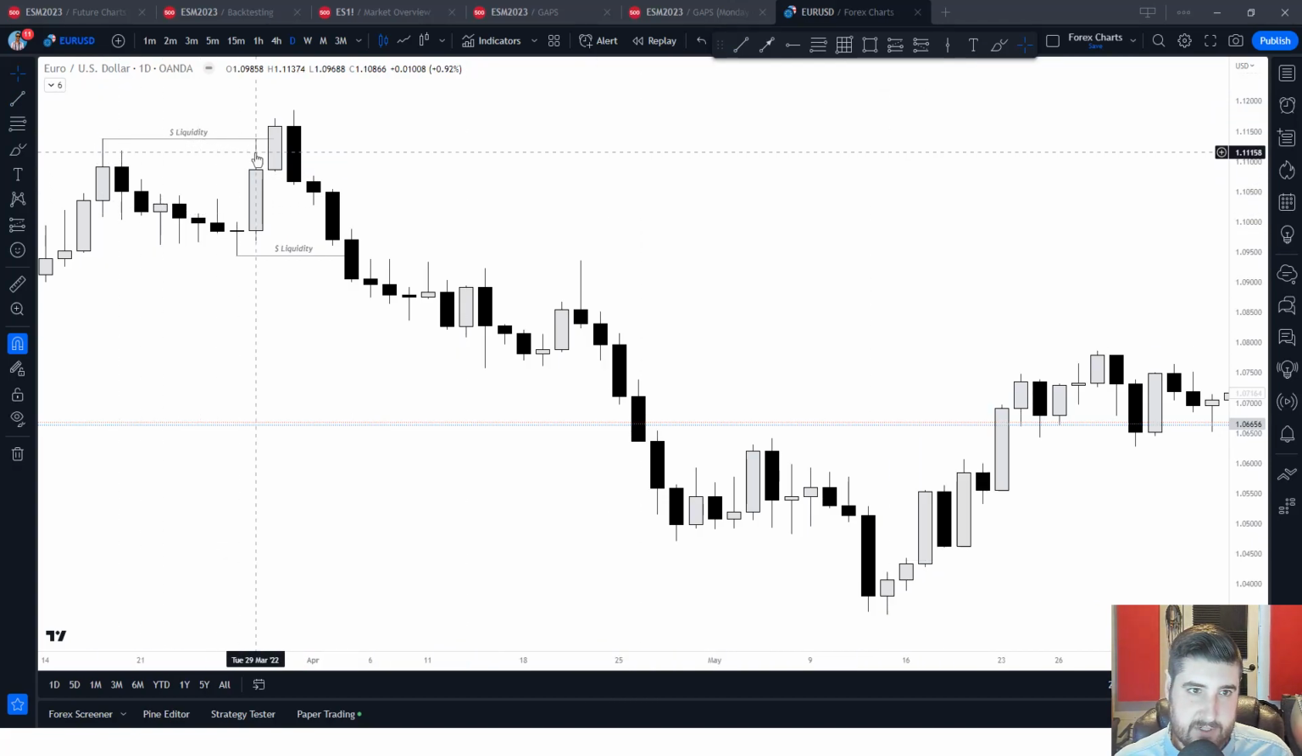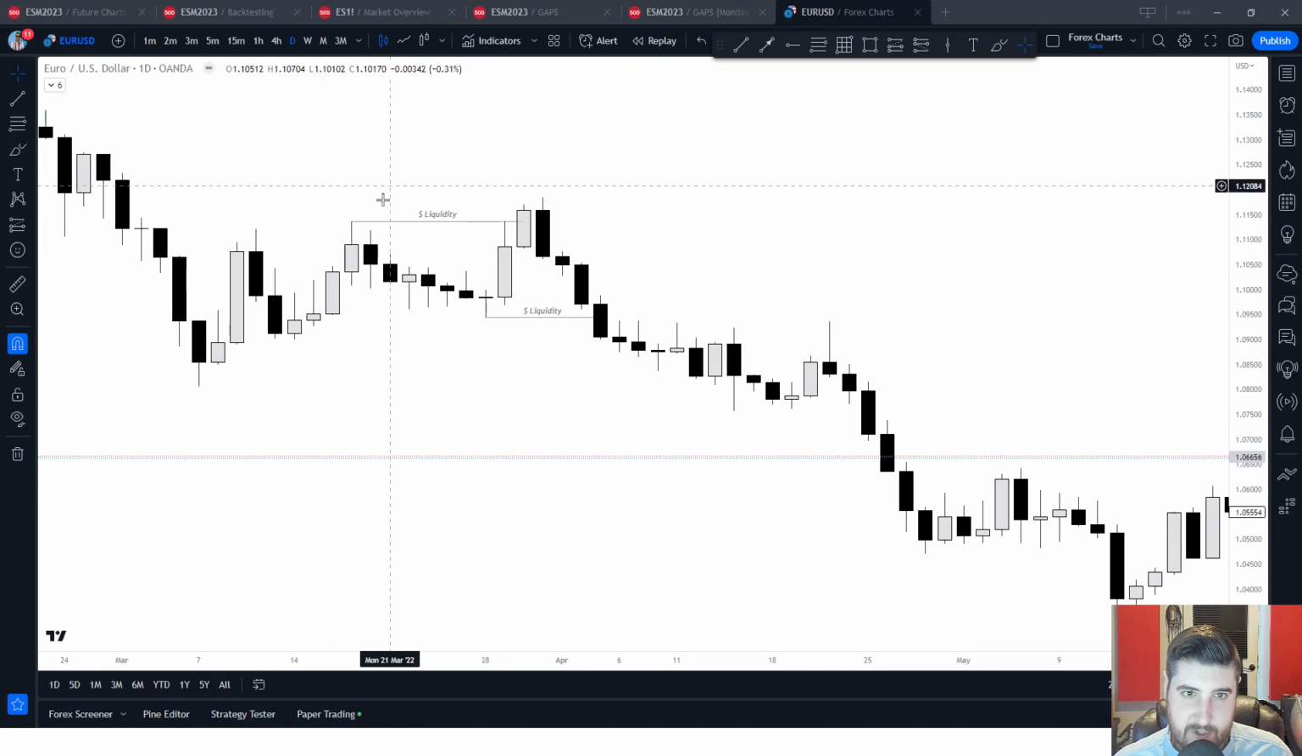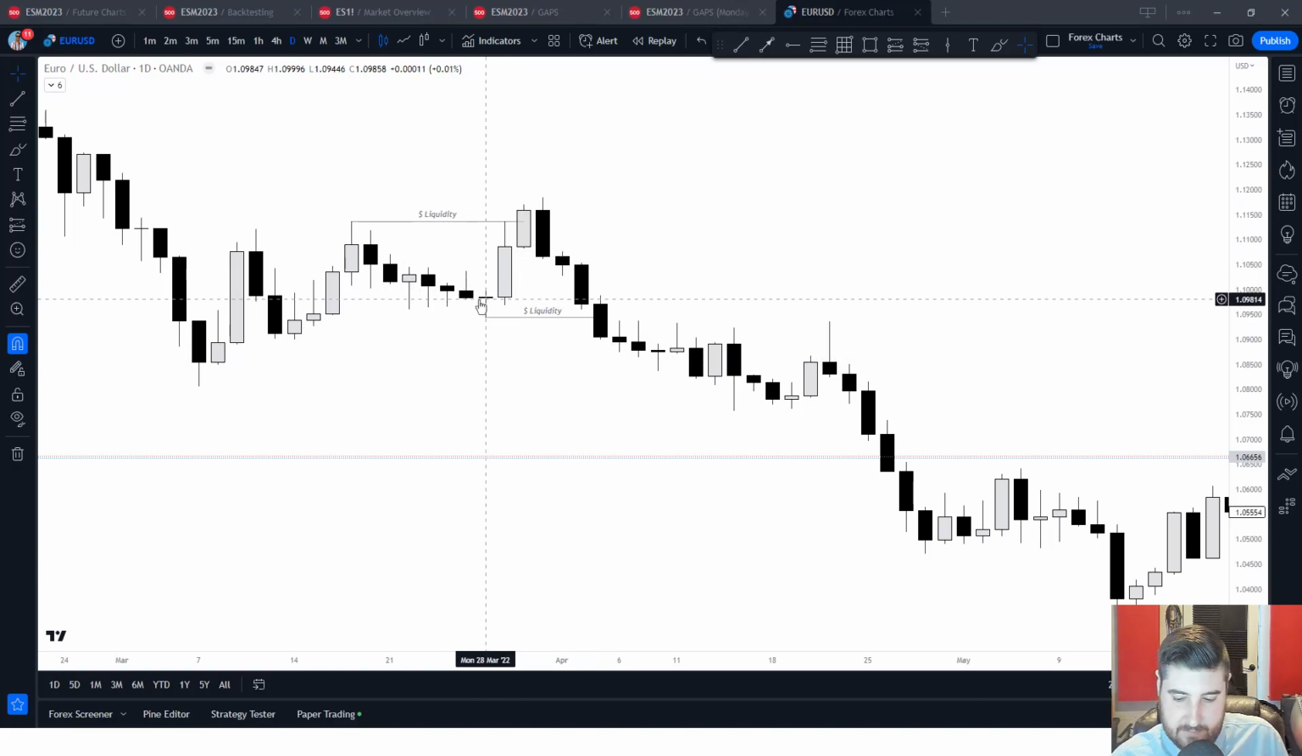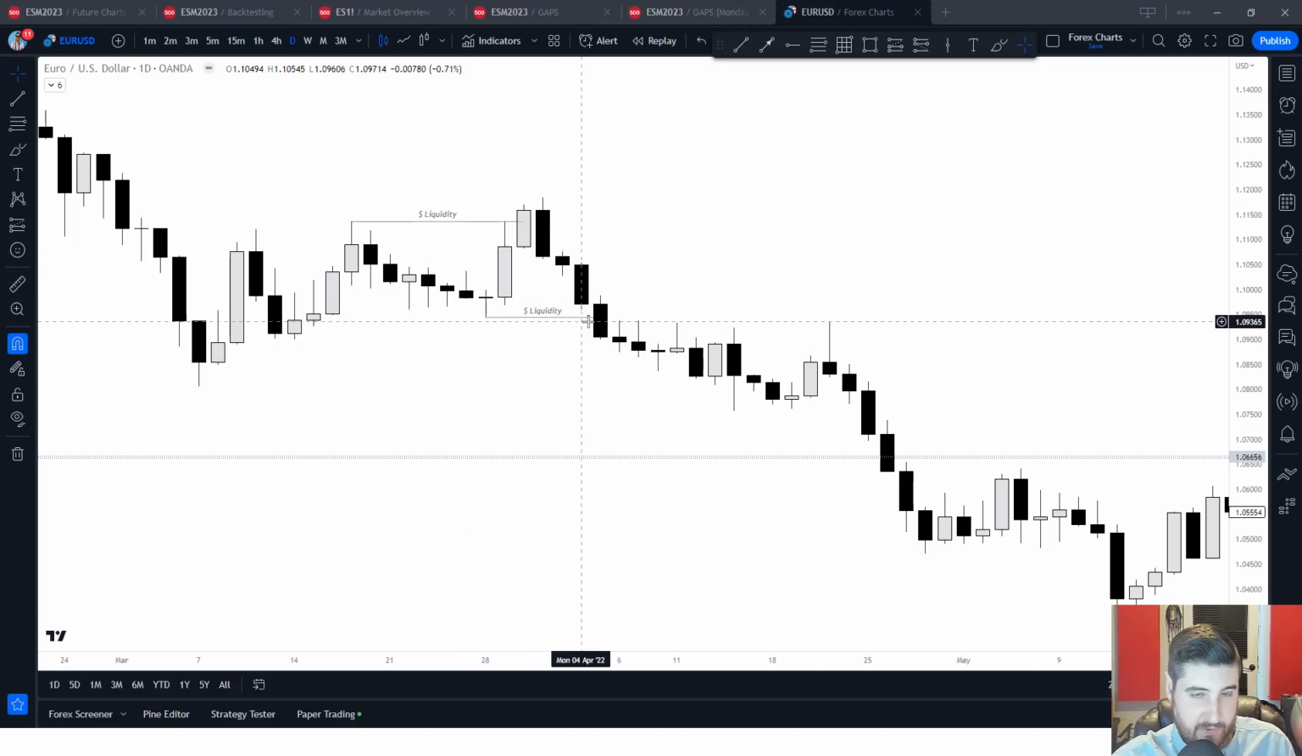Liquidity, we have that double top, went up, swept, and then went the opposite way. So sweep, run. Just think of a broom. Sweep your dust. Liquidity run, you're running. You're going straight through the finish line.